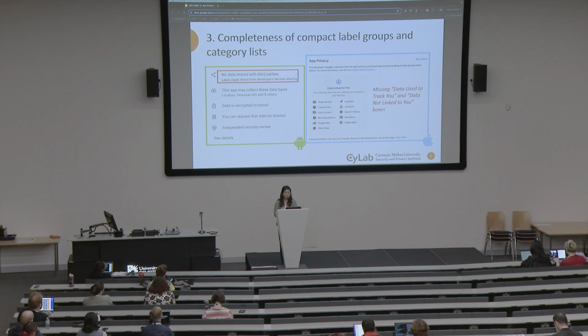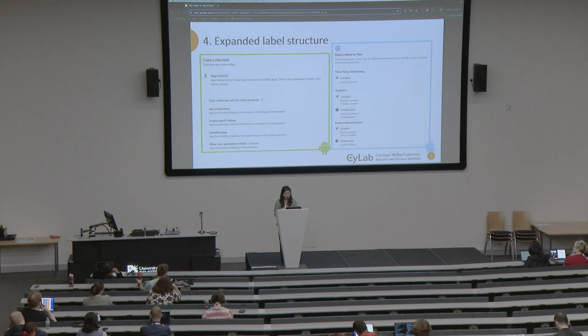And for specific data type categories that were collected, Android compact labels only show a subset of all data type categories. Here you can see that it shows the first 2 data type categories with plus and others if there are 4 or more data type categories. But iOS labels show all data type categories with little icons next to them.